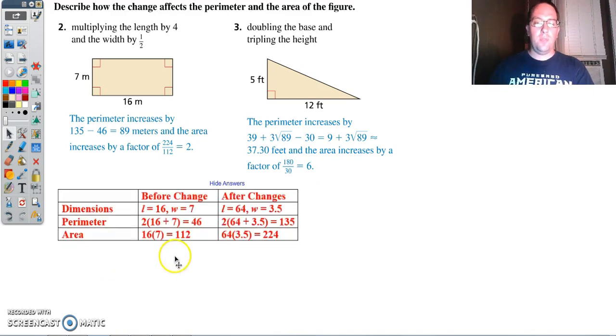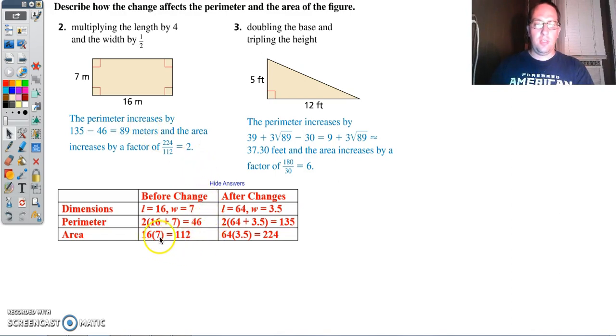Here's the tables. Length and width. Remember, the length is the long one, width is the short one. So we multiply 16 by 4, multiply 7 by 1/2, and we get 64 and 3.5. Plug those into our perimeter formulas. We have 46 for the original, 135 for the new one, just substituting those in. Subtract them out, and you get 89.